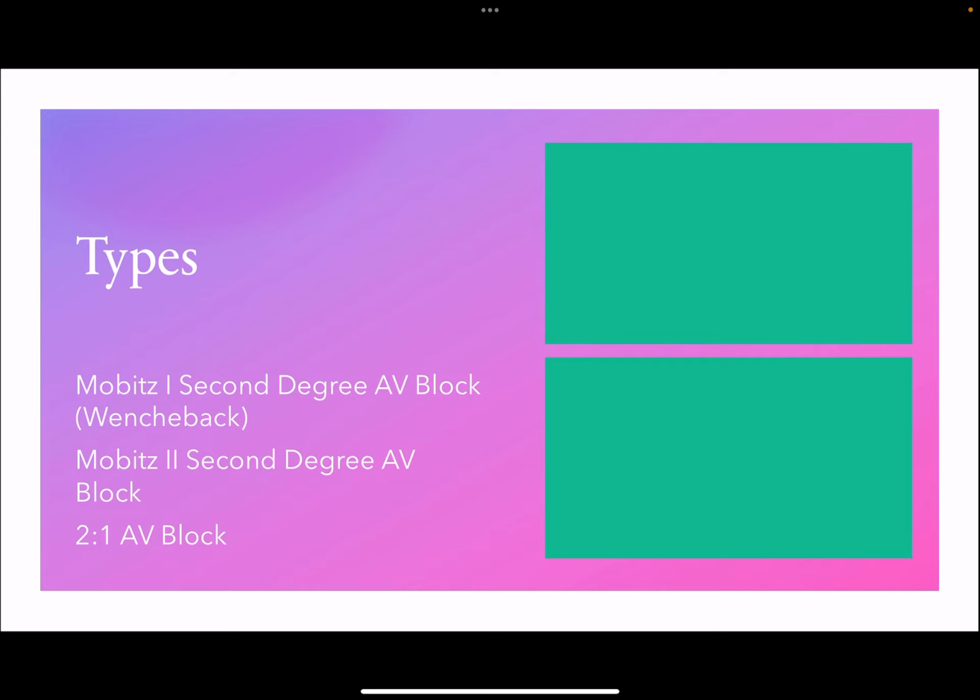There are three types again: the Mobitz 1 second degree AV block, the Mobitz 2 second degree AV block, and the 2-1 AV block.